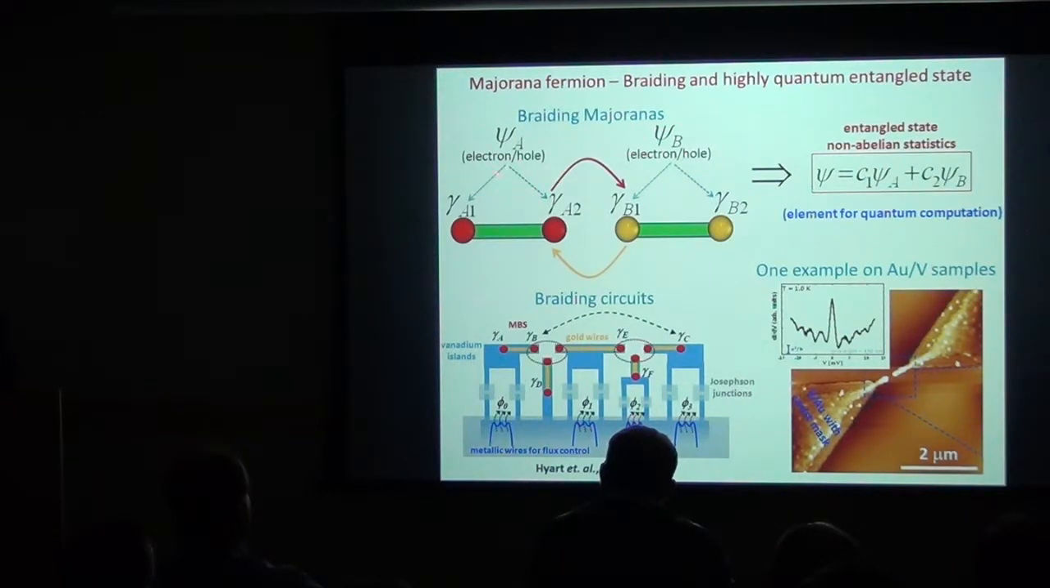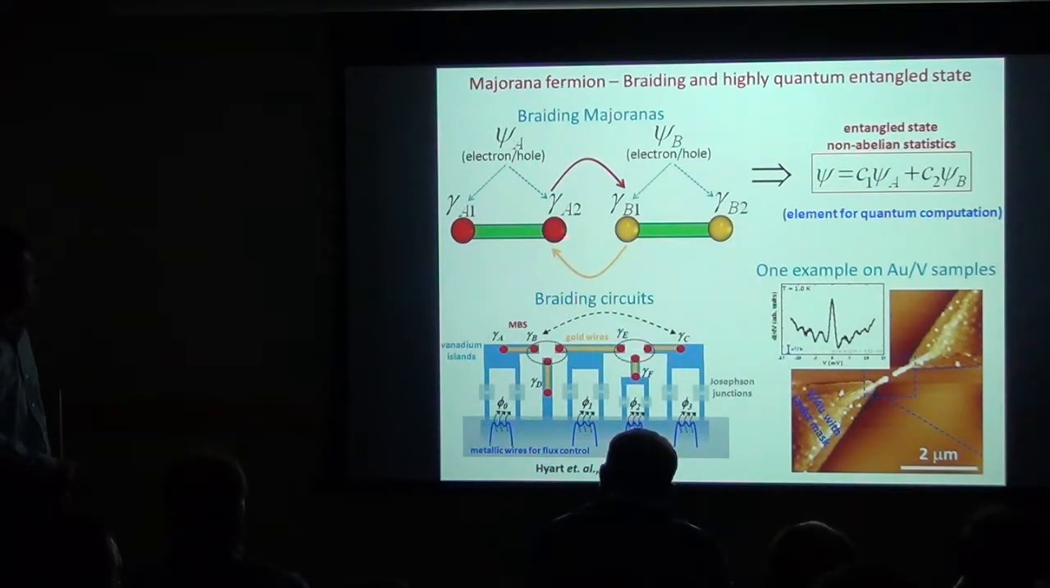A simple explanation of what braiding is: as I mentioned before, with a Majorana fermion, you can think about separating one electron, half and half, into two Majorana fermions. So each Majorana fermion will carry some quantum information of that electron. And if you have another electron, you can separate it into two Majoranas too. Right now you have four particles, what we call Majorana fermions. These two carry quantum information from electron B, and these two carry quantum information from electron A.